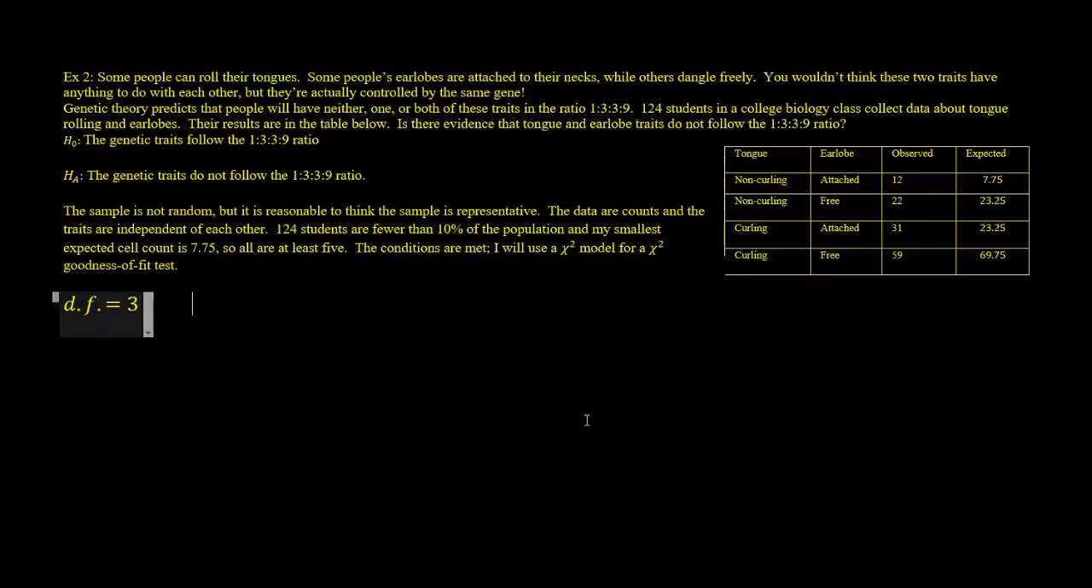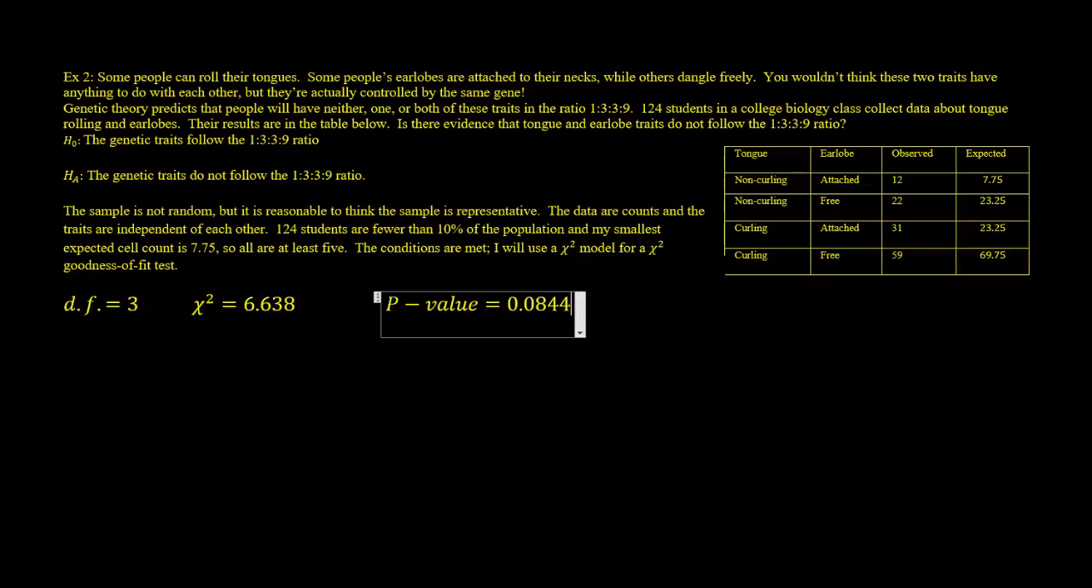Our Chi-Squared statistic is 6.638. And we have a p-value of 0.0844. We got that with technology. I put the counts in as observed, then I did an expected row. I just took the stuff we had in the table there.